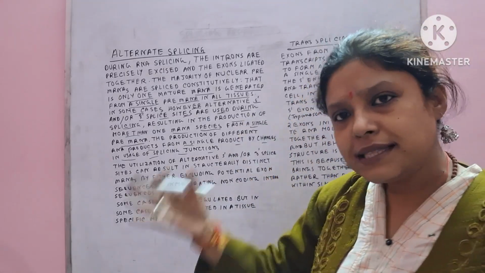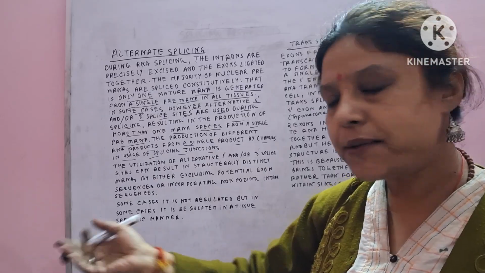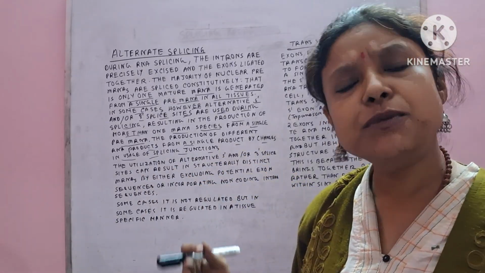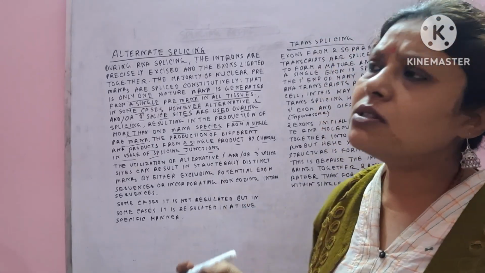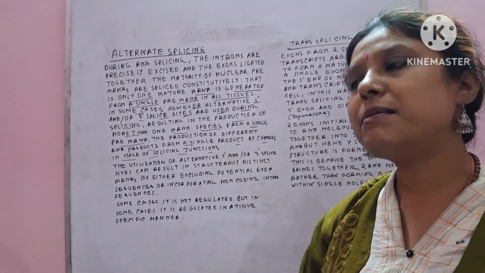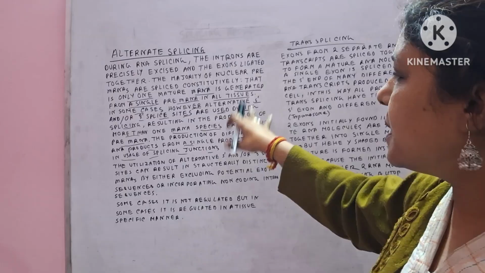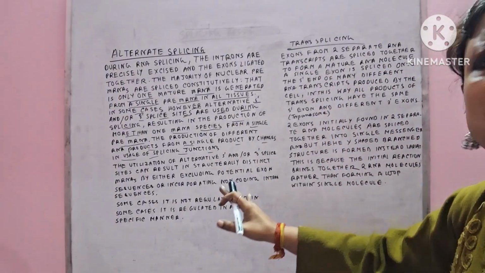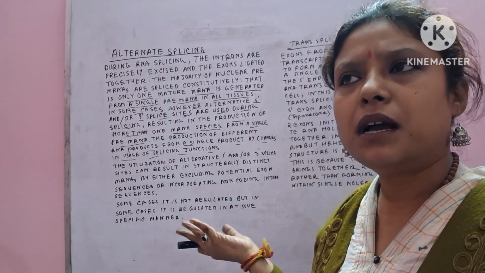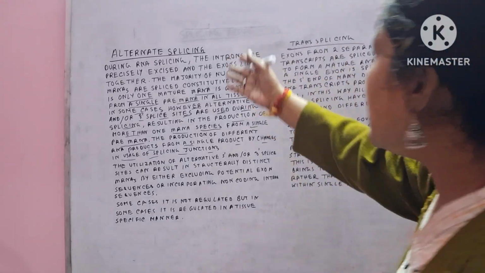That means either the potential exon is excluded, or intron sequences are incorporated. That means both are possible. Exons may be included or excluded, and introns may be incorporated rather than excluded. Clear? So this is the alternate processing, and sometimes it is not regulated by the cell, but sometimes it is regulated according to the tissue or the cell where it is happening. So this is the alternate splicing.